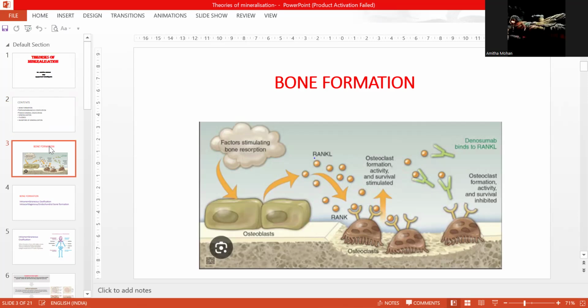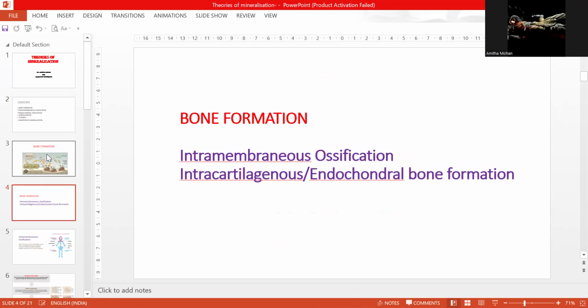Coming to bone formation. Bone formation is carried out by the cell osteoblast. There are two different modes of ossification. One is intramembranous, the other one is intracartilaginous or endochondral bone formation.